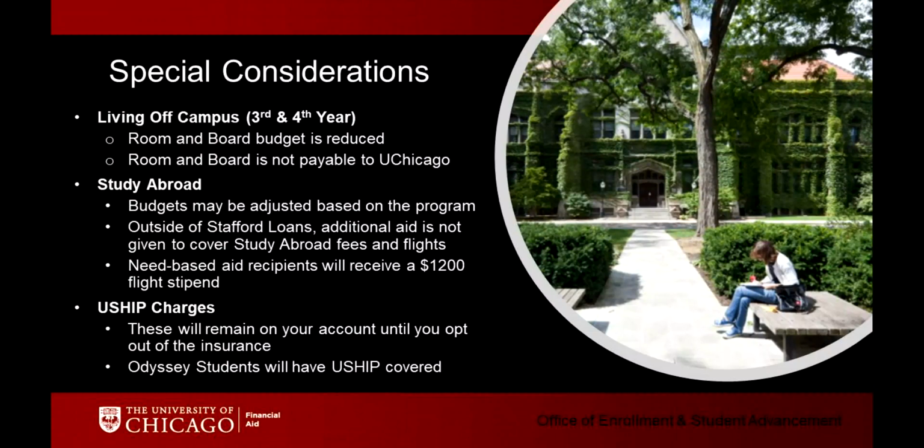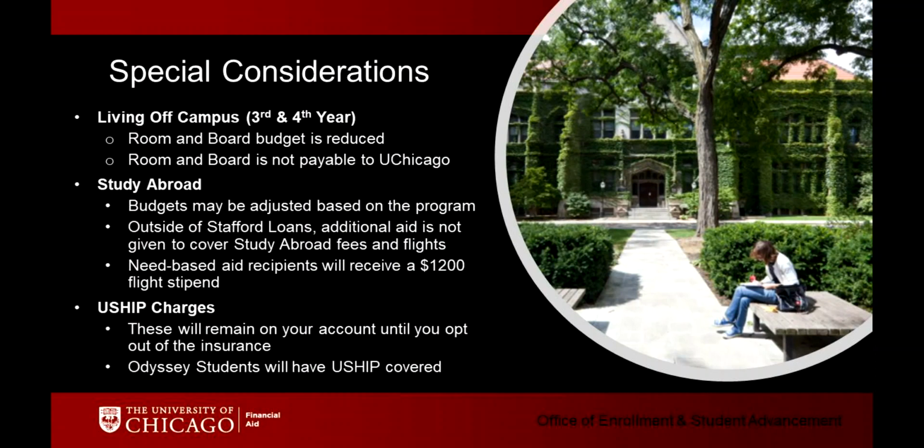We do make special considerations while you're here at the university in regards to your financial aid. Namely, third and fourth year students do have the option to move off campus. If you move off campus, room and board does get changed because it becomes an indirect cost. So we do reduce that amount in your budget a little bit. What that results in is a slight decrease in your aid. However, the amount that you're going to be charged by the university goes down dramatically.